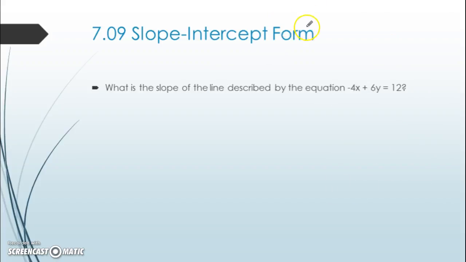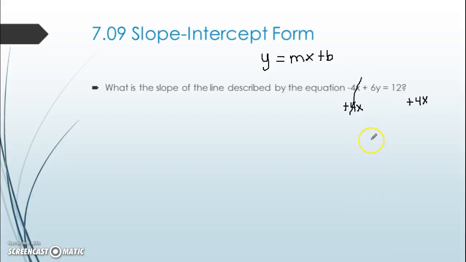So one more example of this, negative 4x plus 6y equals 12. Again, I want it to be y equals mx plus b, meaning I want to isolate y. So looking at this equation, I have a minus 4x. The opposite of subtracting 4x would be to add 4x. So I want to add 4x on both sides because I want 6y by itself. I want to get my y term by itself.